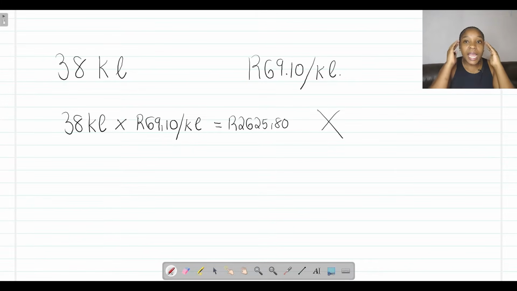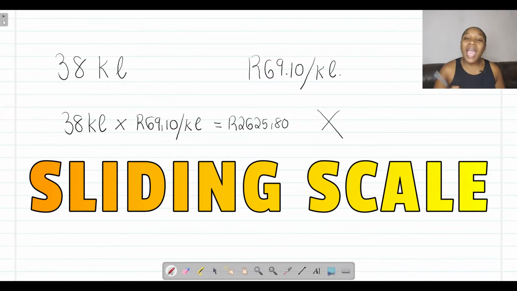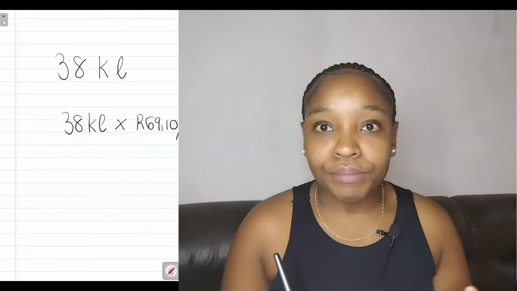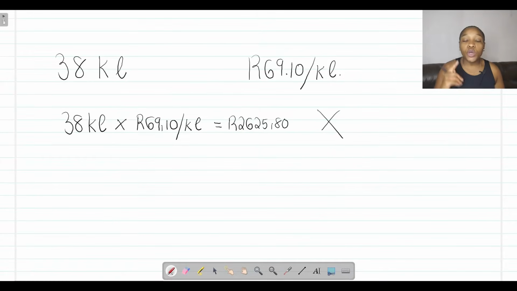So just have that at the back of your mind, that when you're calculating water tariffs, we calculate them using the sliding scale. And the whole point of that is so that people that consume more water pay more. That's it. When you consume more, you pay more. It's basically to discourage people from using too much water.